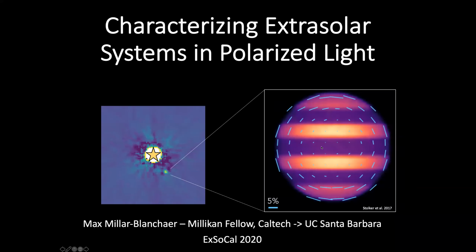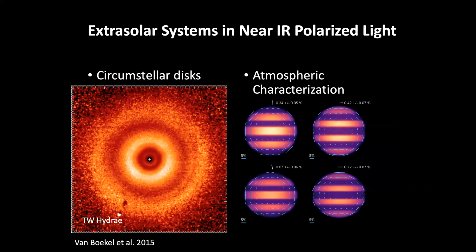And so here I have an image of beta pic B and an image over here of kind of one of the things we'd like to do with polarized light is understand the cloud morphologies by backing out measurements of polarized light. So in that context, I'm not going to talk about unresolved polarimetry of planets, which is also a very interesting topic, but not really what I'm going to cover today. The two things I am going to talk about today are characterizing circumstellar disks, as well as I mentioned, atmospheric characterization. And this is both in the near infrared using polarized light.